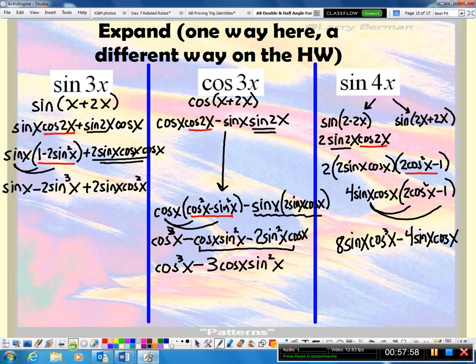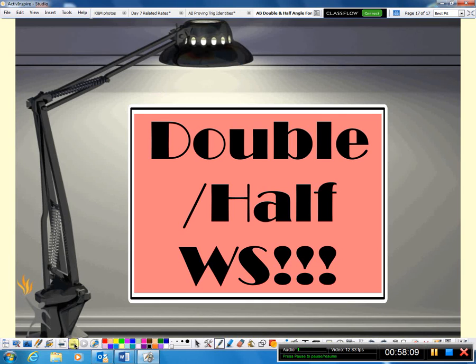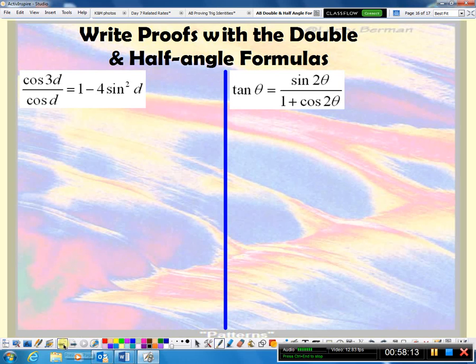We are almost done. My computer seems to be acting a little bit different, a little bit strange. And notice, last 2 problems. And then the double angle, half angle worksheet follows these skeleton notes.